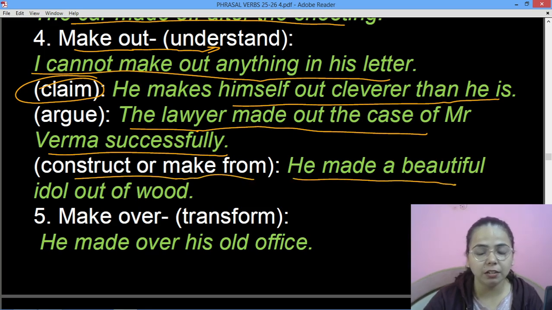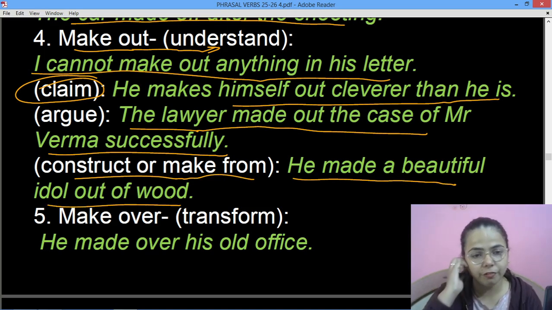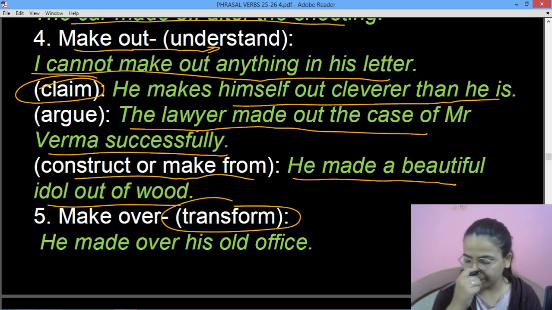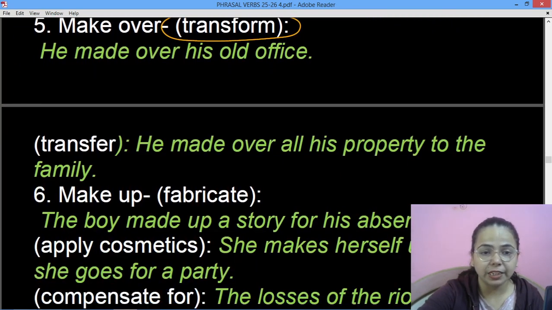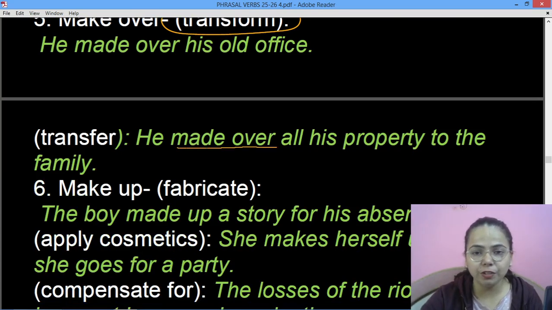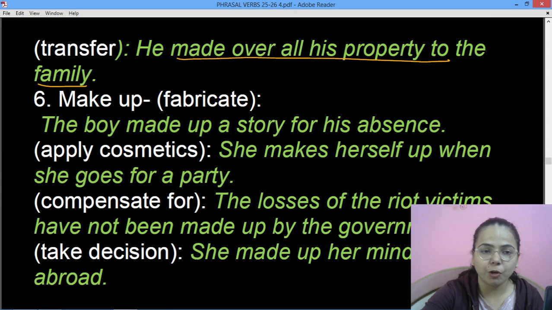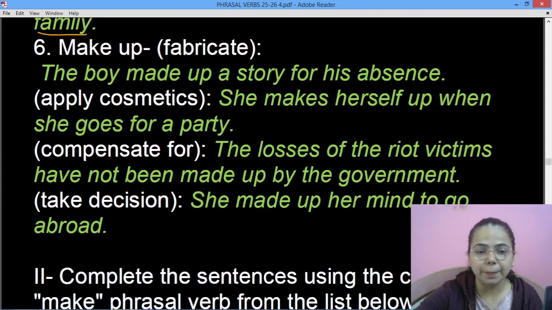He made a beautiful idol out of wood. Then make over means to transform someone. ये usually आपने जो मेकअप आर्टिस्ट होते हैं उनके लिए आपने सुना होगा, to do a makeover. Then transfer. He made over all his property to the family, means he transferred all his property to the family. Then make up. To fabricate someone.